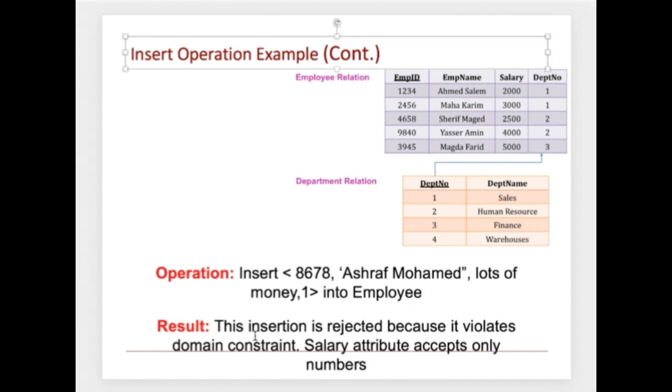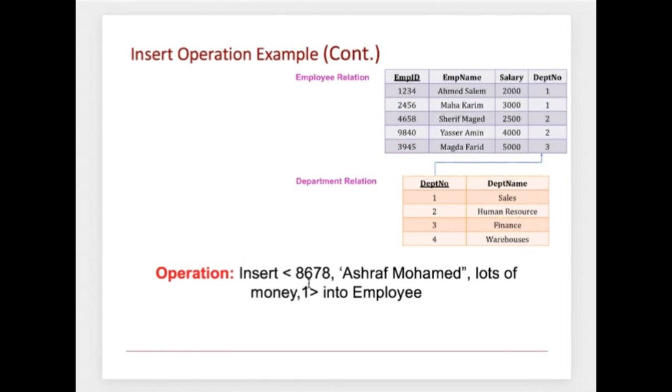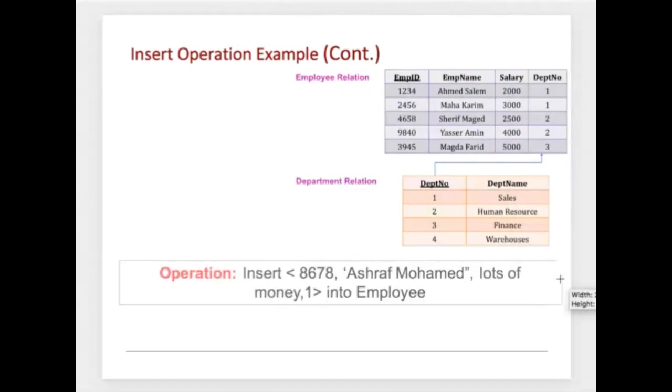This is another example of insert operations. We are inserting this record into the employee table. Can you please check if this is allowed or not? We are trying to insert lots of money into the salary column, and we see these are numbers, so it should be a number. When we create this table, we will tell at that time its domain constraint. Domain constraint is numeric values.